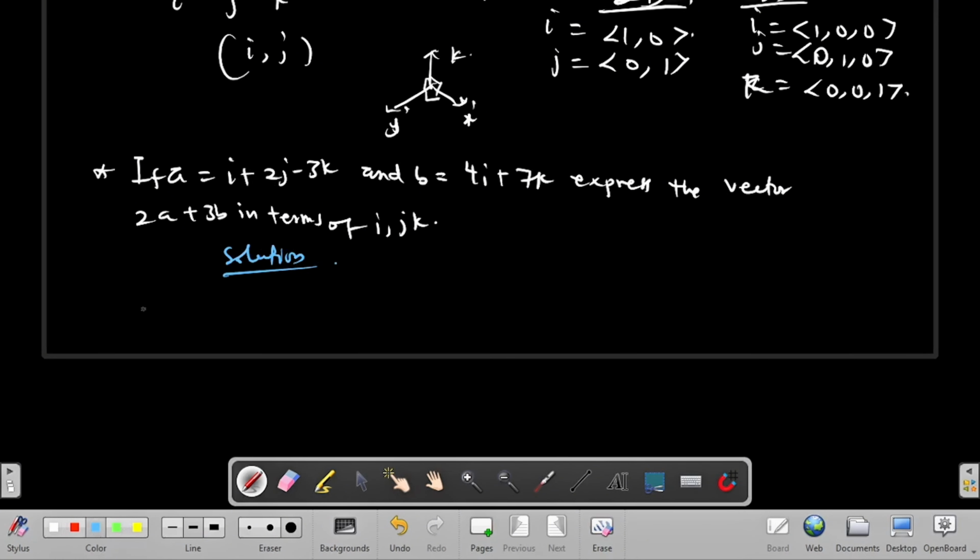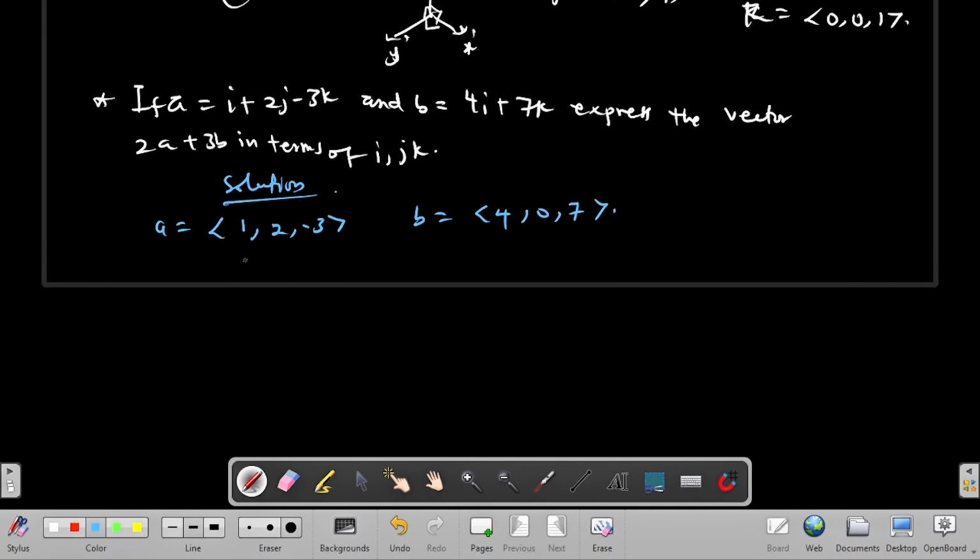To solve this problem, you write A. Please, this i, j, k is simply a coefficient. You can extract it and you get (1, 2, -3). Then B is equal to, your i stands for your first one, so 4. There is no j, so you have 0. Then there's k, you have 7. The reason why I'm not picturing this as two-dimensional is because I have k. Once you have k, it means you are in the third dimension. If there is no j appearing, then it means j is 0. Have that in your mind.